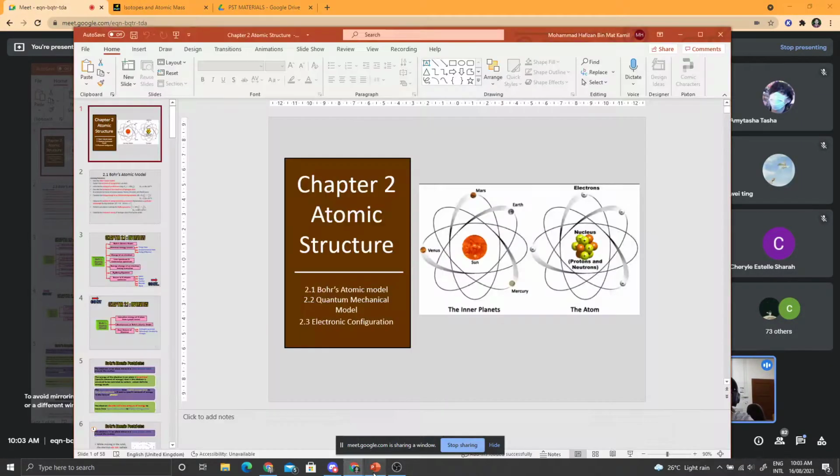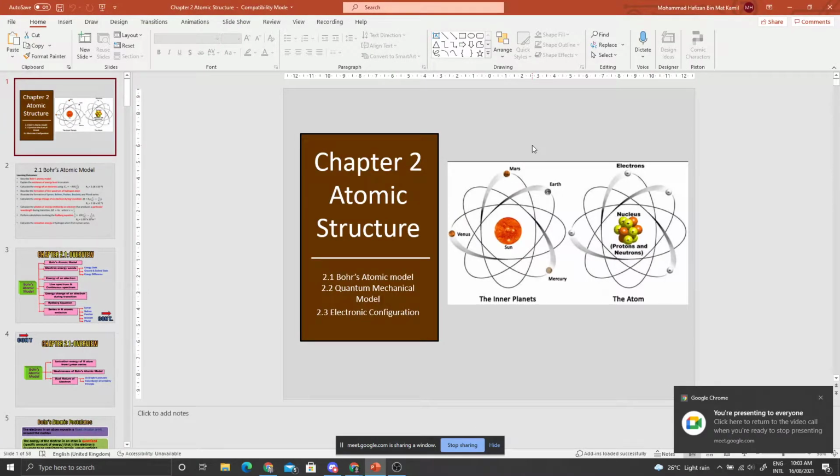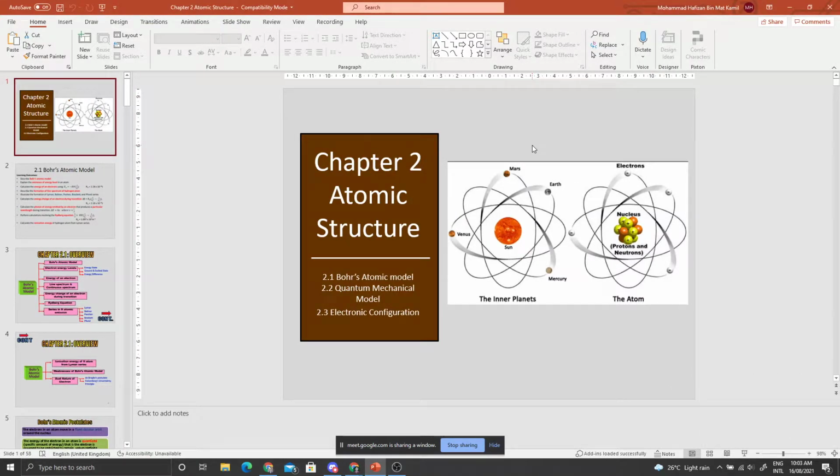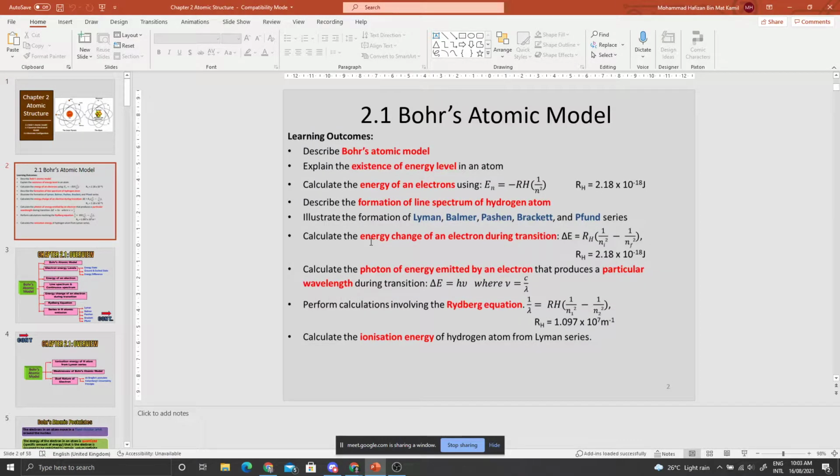Okay, so let's start on chapter 2, which is atomic structure. And today kita akan masuk Bohr's atomic model lah.